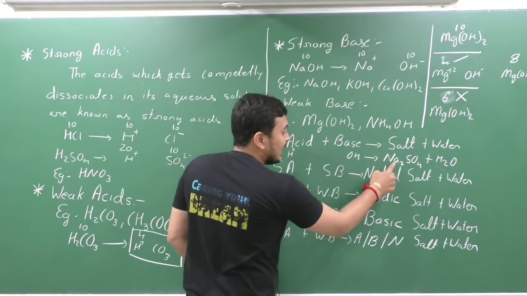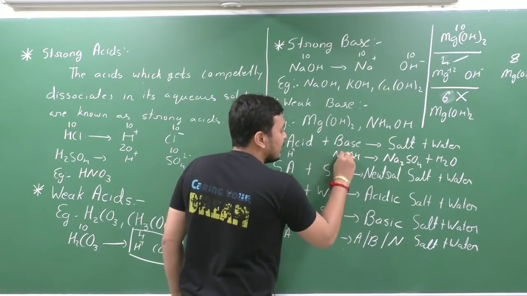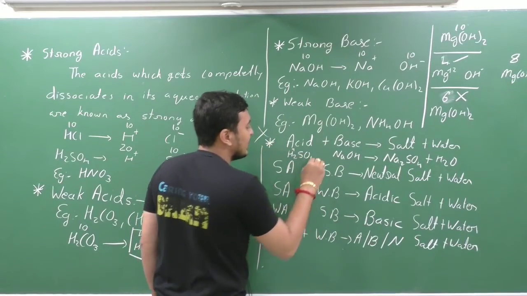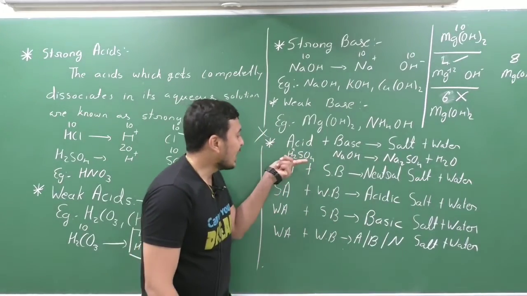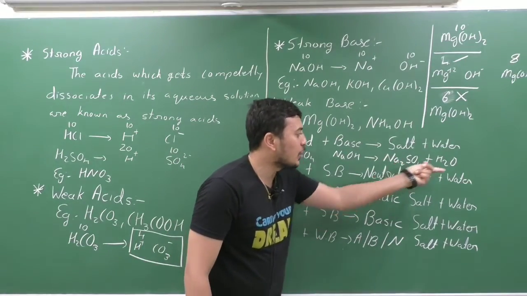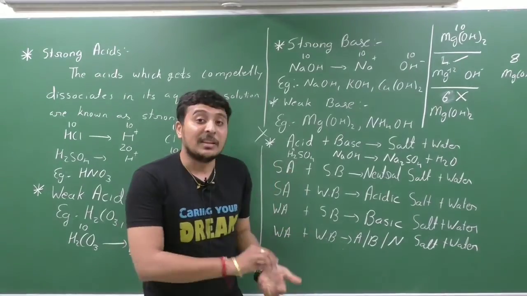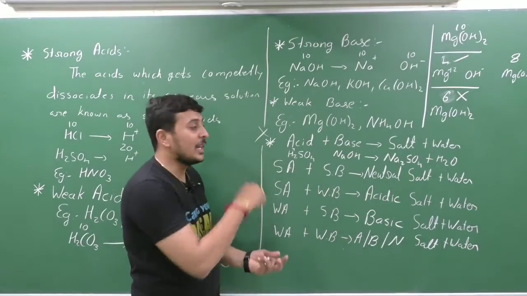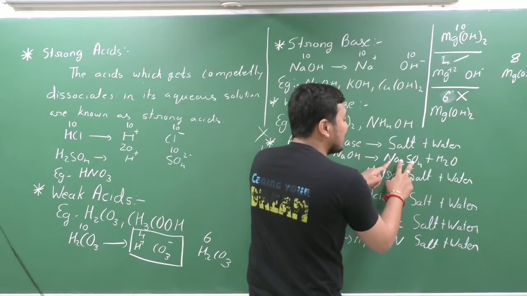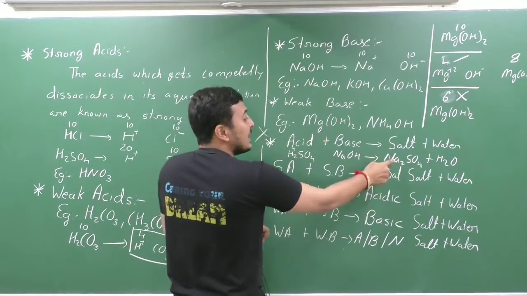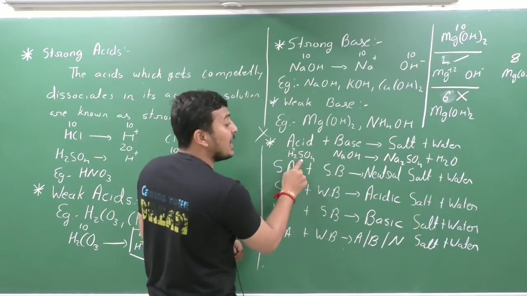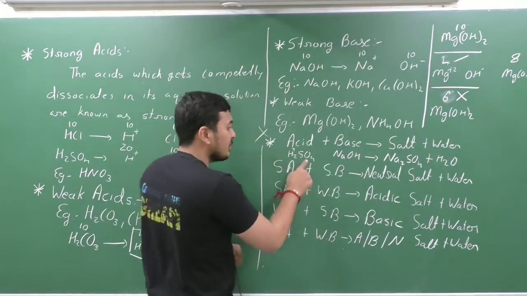H plus comes from the acid and OH minus comes from the base. Clear? Now this Na plus combines with OH minus to form the base NaOH, and SO4 combines with H plus to form H2SO4. When H2SO4 and NaOH react with each other, they form Na2SO4 and H2O. We have to go in the reverse direction of the reaction. If Na2SO4 is a salt, then which acid and which base is it made from? Na means the base is NaOH, and SO4 means the acid is H2SO4.